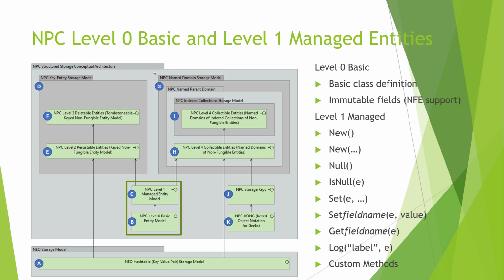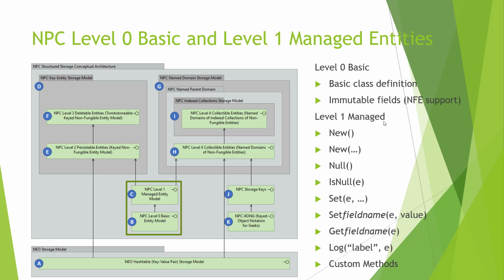So the first thing is we have level 0 and level 1. Level 0 just has the basic class that defines the entity. And also that's where the immutable field support will kick in, and we'll show you that at the end. But the important thing is because it's implemented at level 0, it means that it's implemented across all the other levels as well. Level 1 managed, we're showing here all the capabilities that are available for a managed entity. Managed entities aren't persistable. That's level 2.